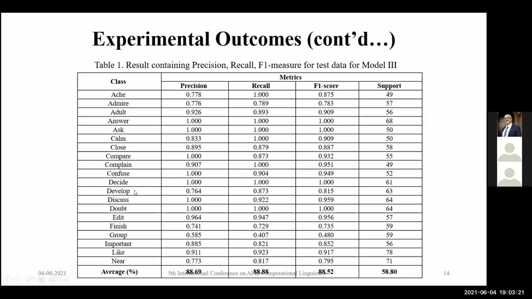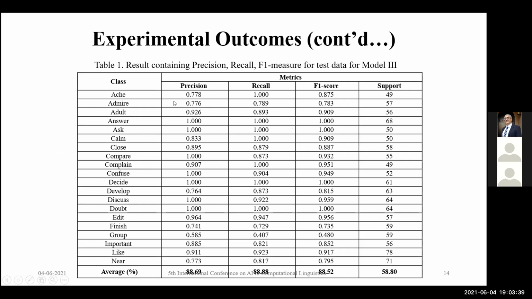For every class, this table shows the precision and recall values. In many cases, we got a TPR, or true positive rate, or recall value of 1, meaning 100% correctly classified.